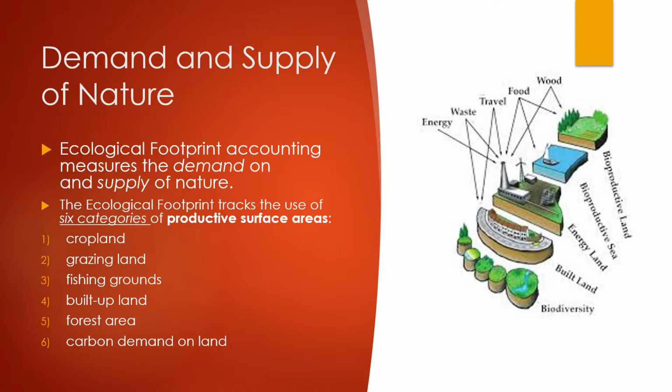So as I mentioned earlier, there are 6 general types of land surfaces that are considered for the ecological footprint. You have cropland, grazing land, fishing grounds, built-up land, forest area, and then the carbon demand on land. Each of these types you can kind of assume what their purposes are. Something like cropland is used for the crops that we consume, such as corn, grazing land for cattle, and so on and so on.